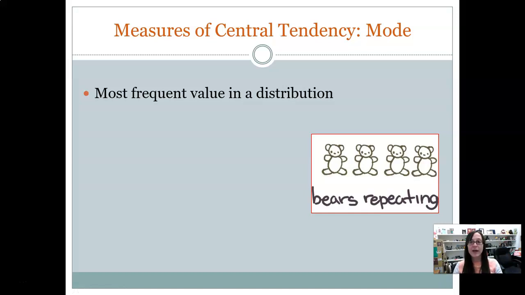So it's the value in a distribution of a single variable that is happening the most often in your sample. And I love the little bears repeating, so I just put that in.